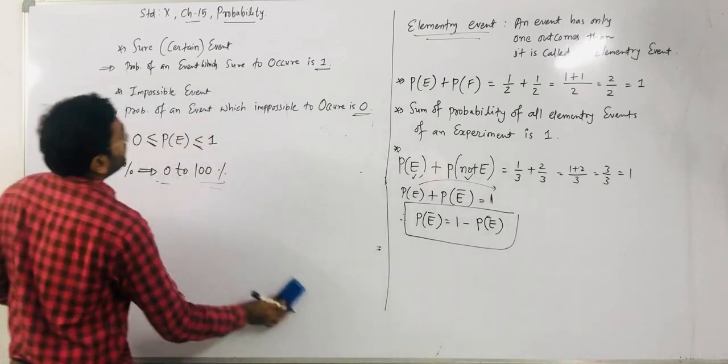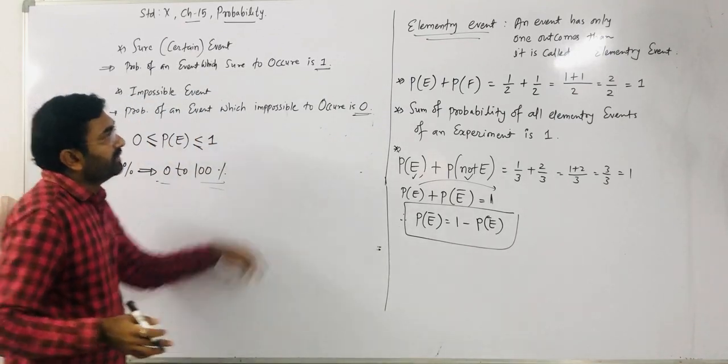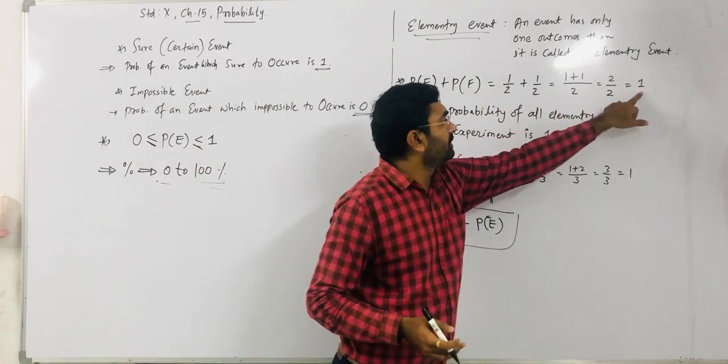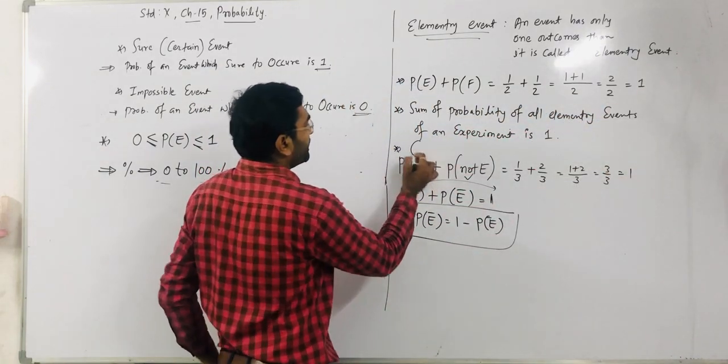Right, now what is mentioned on the board? Elementary event, and the elementary events' probability summation is always 1. Another thing, this is a complementary event.